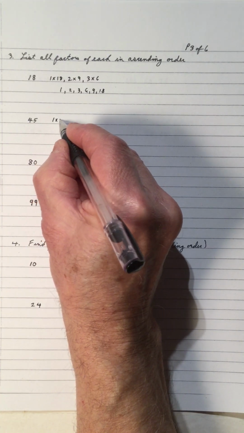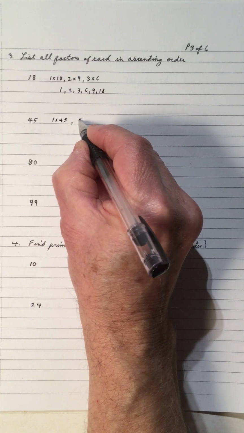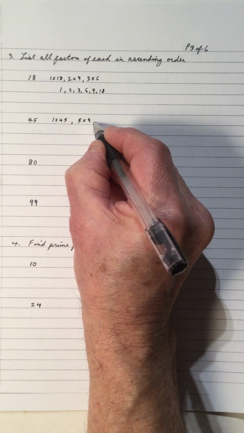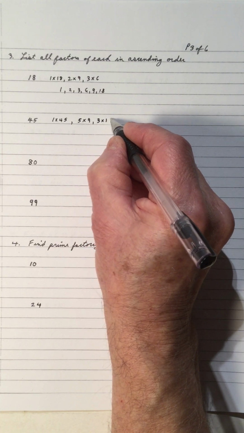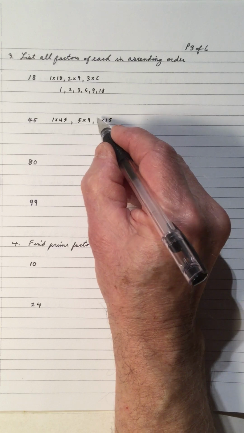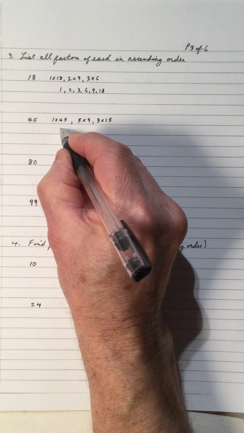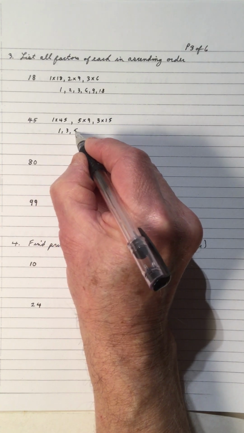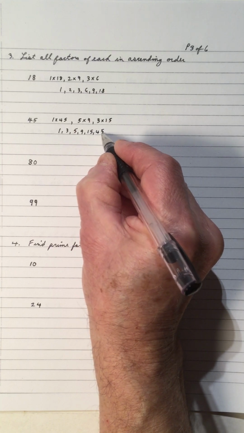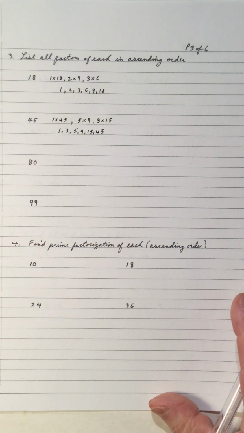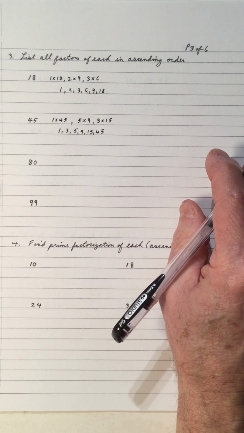45, factor pairs are 1 and 45. I see a 5, so it's 5 times 9. I see a 9 has a factor of 3, so 3 into 45 goes 15. 15 has a 3 and a 5. We have them all, I think. So we have a 1, a 3, a 5, a 9, 15, 45. So again, getting the factor pairs enables you to get all the factors of the number.